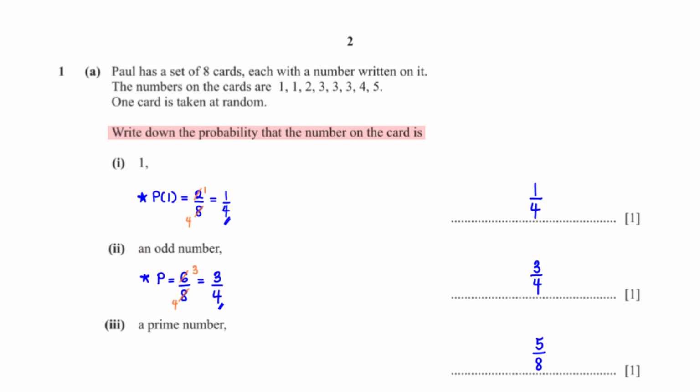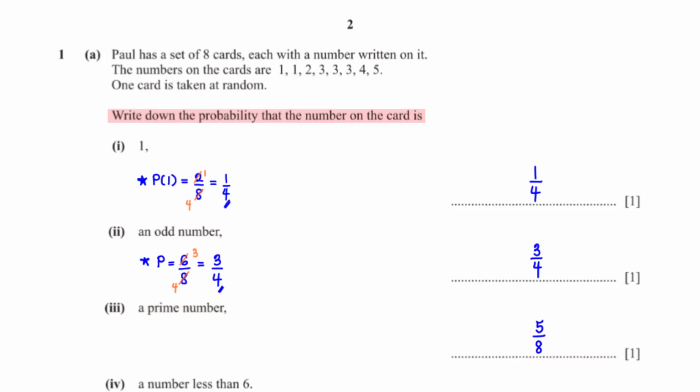Write down the probability that the number on the card is a prime number. This probability is equal to the number of cards with a prime number, which is 5, divided by the total number of cards, which is 8.